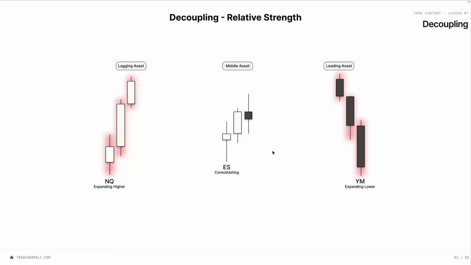Now let's go over decoupling. So what is decoupling? This is essentially when, within a triad of correlated markets, they are not correlated. They're going to be expanding in opposite directions. So specifically on the indices market, because of the relative strength that we understand, if NQ is expanding higher, YM is always expanding lower. You always want to avoid ES within a decoupled market because it's just going to be consolidating because it's the middle asset.